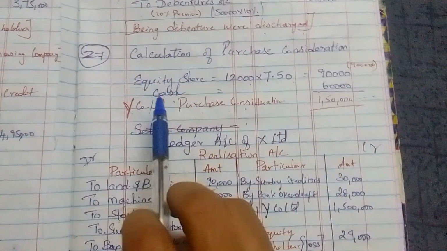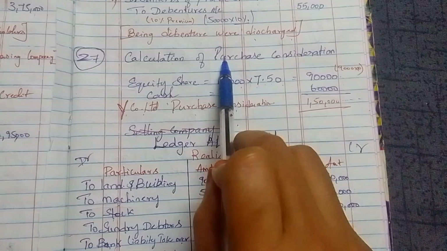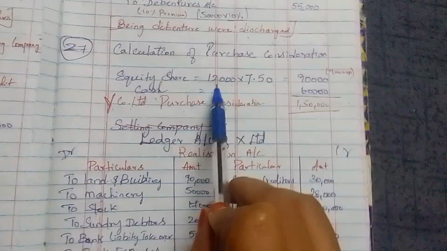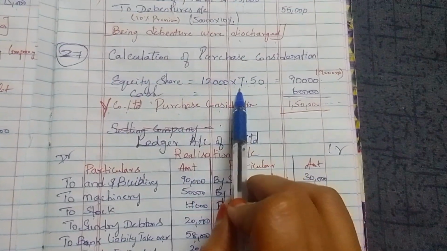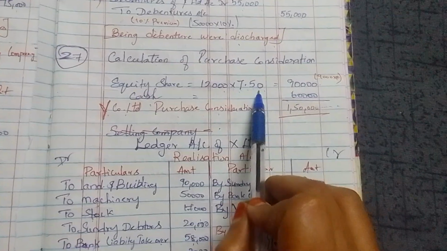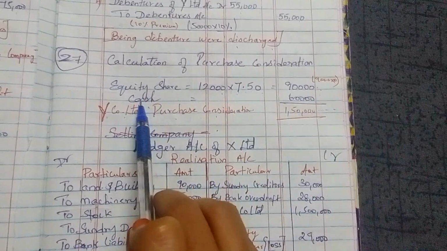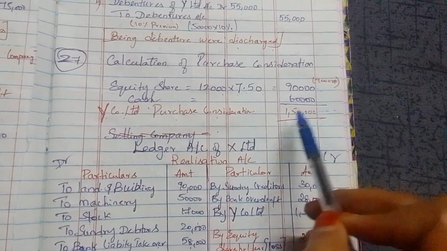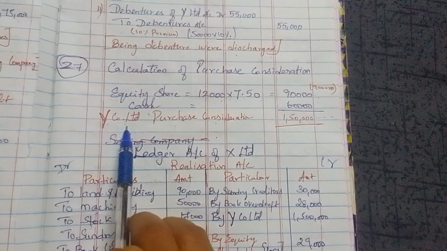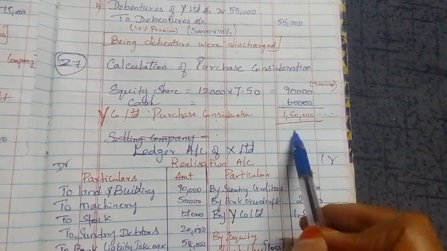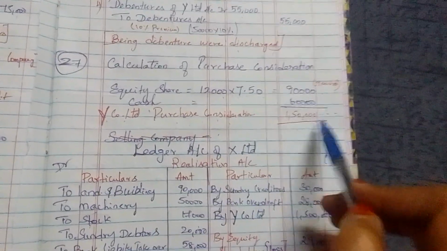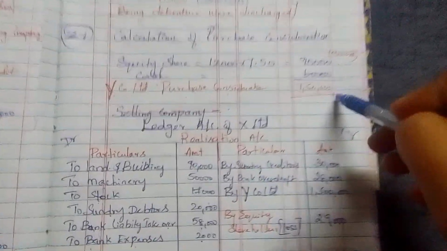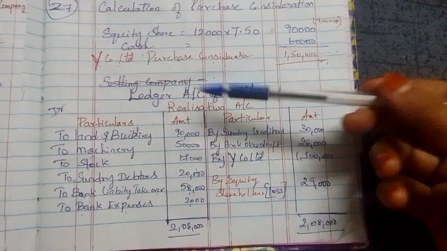First step of the answer: equity share capital, to find out the purchase consideration. 12,000 shares into rupees 7.50 is 90,000. Next, cash 60,000. If we add it, we get Y Company's purchase consideration as 1,50,000. The first step is over. Next, we are moving to the ledger of X Limited.